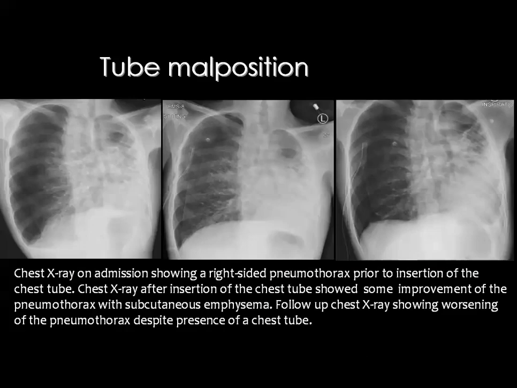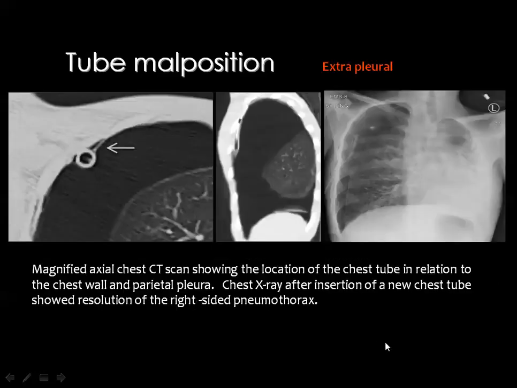Now look at this example of right-sided pneumothorax. The chest tube has been inserted, but the follow-up X-ray showed no improvement of the pneumothorax. And the CT scan, and this is one of the advantages of CT in this particular case, showed that the tube is located outside the pleural space. It is in the extrapleural space running along the chest wall.